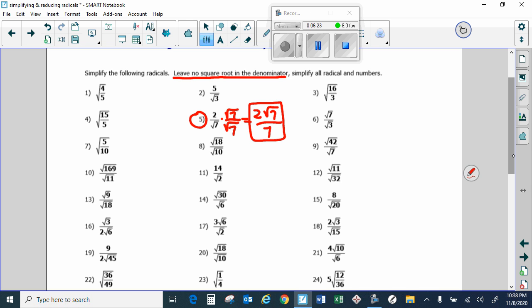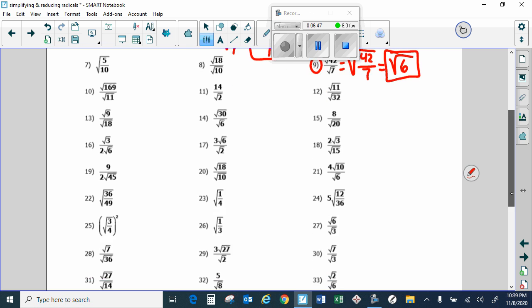Now, another way of reducing radicals is, if there's 2 radicals, one divided by the other, I can just divide. It's the same thing as one big radical of 42 sevenths, which then 42 divided by 7 is 6, and that does not simplify, so I'm done right there. Okay, let's see, another one.